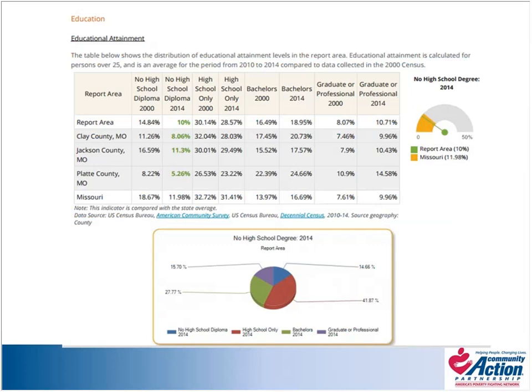So this is kind of a picture of the information that you can get out of Community Commons. You get charts, there's dials that compare the local area to your state area or the national average as well. And it spits out some good graphs and charts for you too.